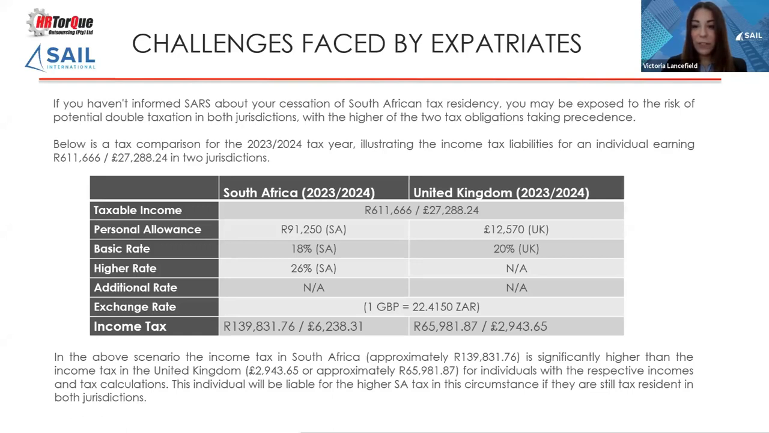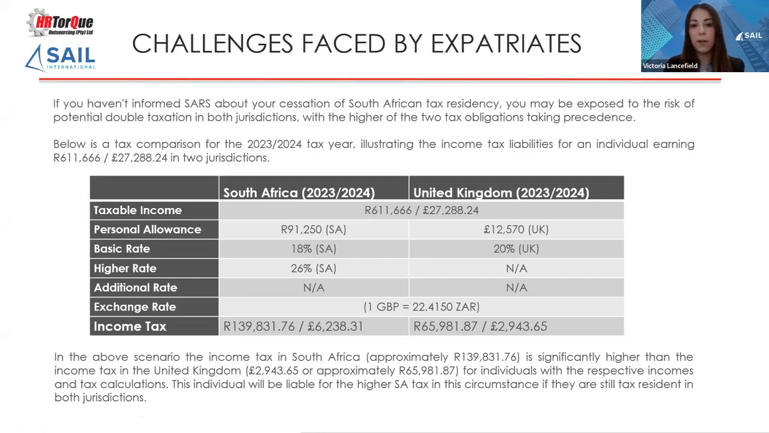Great, let's move on to challenges faced by expatriates. We've got an example on the screen. Here is someone earning the average salary in the UK, being plus minus 611,000 rand or 27,000 pounds. Now, what happens if you haven't ceased your tax residency in South Africa? Because you're living in the UK, you've met the criteria, you're now a tax resident there as well. You're a tax resident in both jurisdictions. It can happen that you're a tax resident in three, four jurisdictions. It all depends on where you've resided, where you've traveled, and what the jurisdiction's rules of residency are.